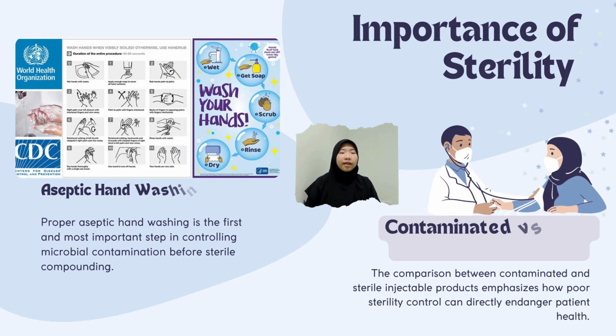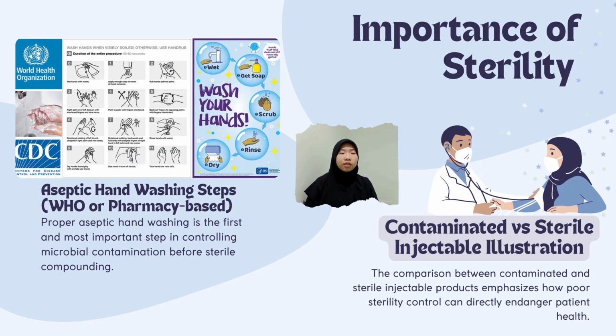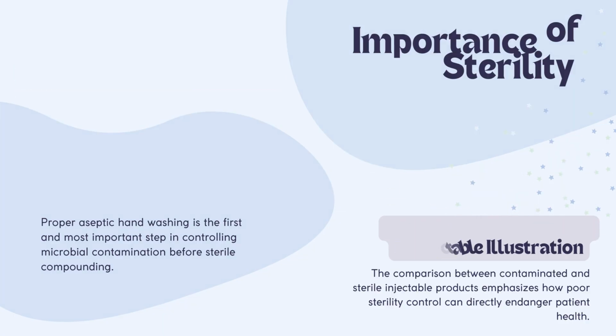Lastly, this slide highlights the importance of aseptic practices in preventing contamination. Proper aseptic hand washing is the first and most important step in controlling microbial contamination before sterile compounding. The comparison between contaminated and sterile injectable products emphasizes how poor sterility control can directly endanger patient health. In conclusion, maintaining sterility is essential for safe pharmaceutical practice and patient protection.